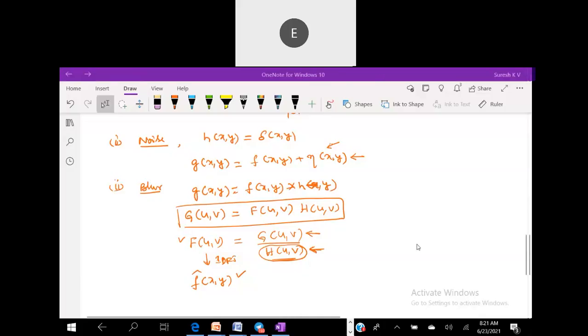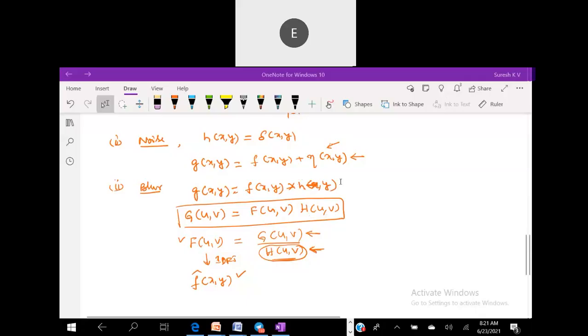Somebody means nobody will speak. Jaya Rohit. Jaya Rohit, unmute yourself. Yeah, what is h of x comma y? What is it actually? Oh, yeah. Point spread function. Yes, it is point spread function. And what is this point spread function? Yeah, somebody says degradation function. Yes, correct.